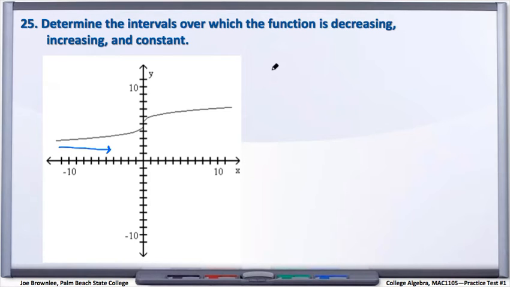So we can say that this function is increasing from -infinity to +infinity. So over the entire domain of this function, we are increasing. At no point on this function are we decreasing, and at no point is there any constant interval.